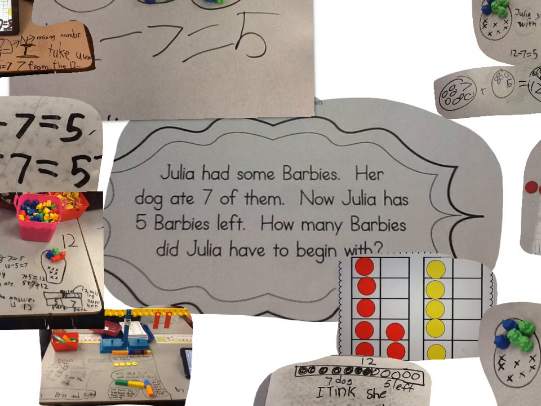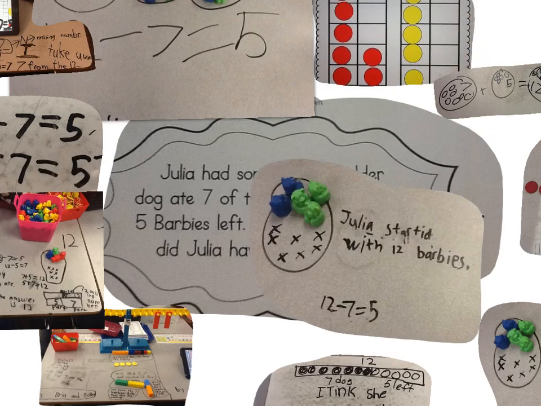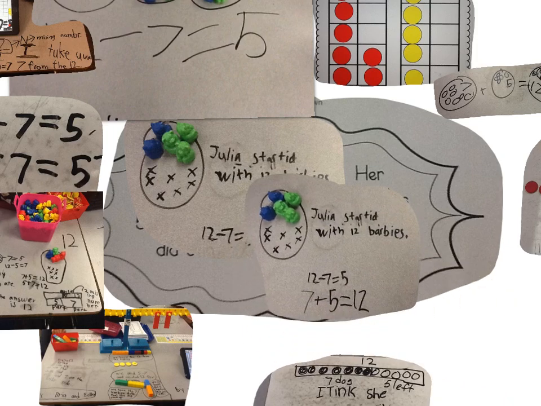Where did these 7 red counters come from? What do they represent? What about the 5? How many are there altogether? What equations can you write? And then we moved on to this one, which actually later became this one.